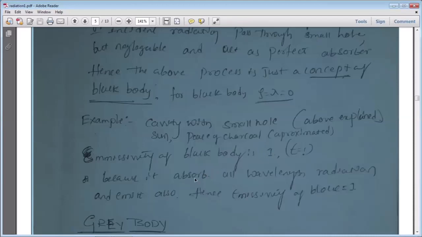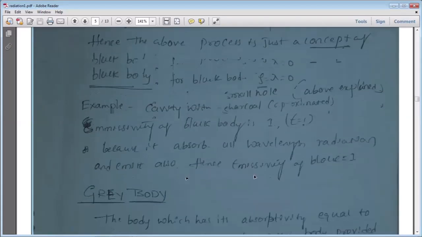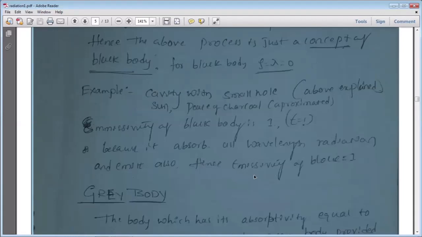Because it absorbs all the wavelength radiation and emits also, hence the emissivity of the black body is equal to 1. Understand? Okay. Then, what is the gray body?